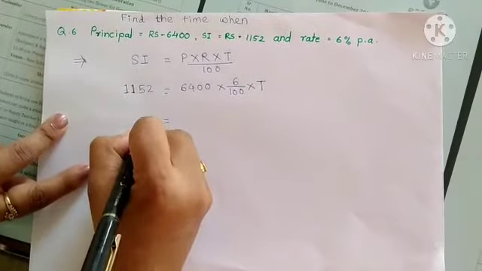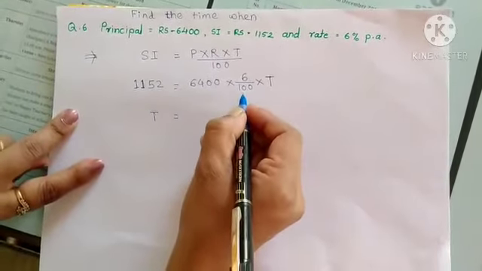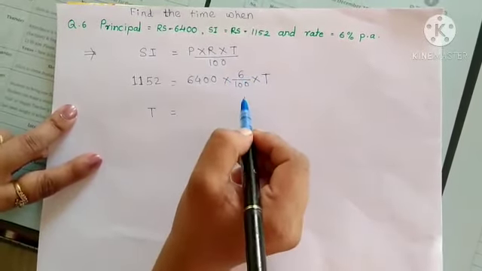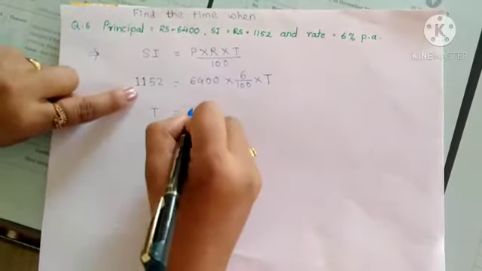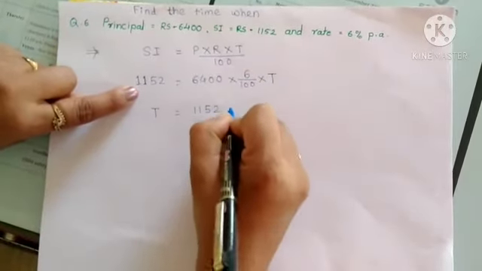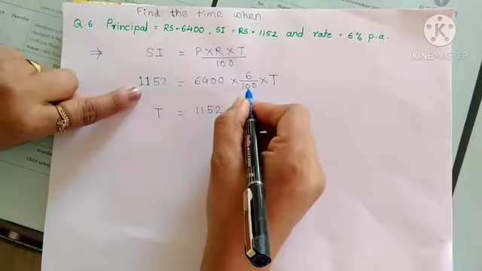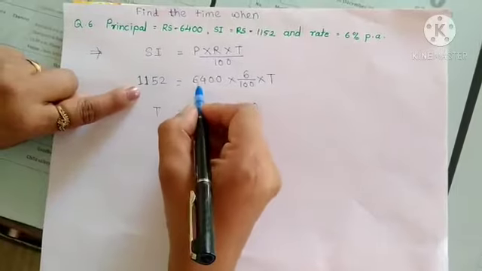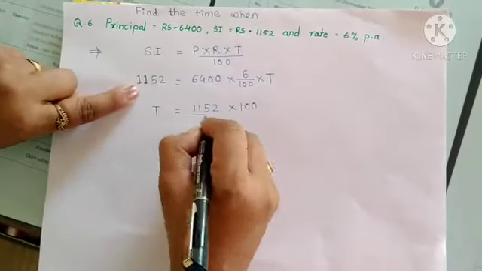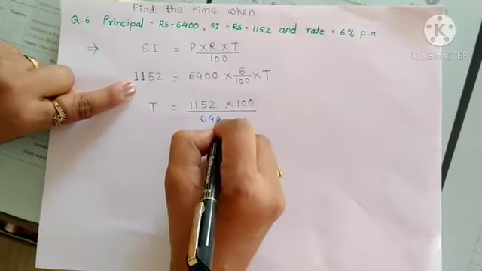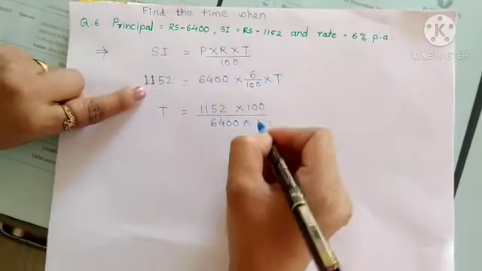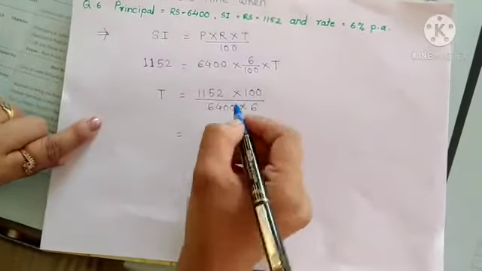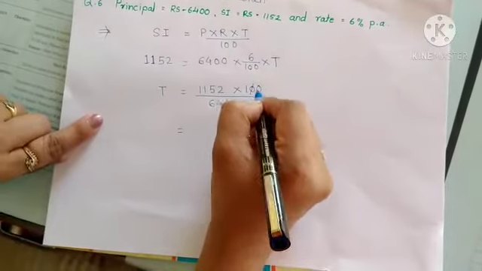So T is equal to, what is in the denominator will go to the numerator, and the numbers in the numerator will come to the denominator. So 1152 multiplied by this 100, which was on the denominator, write this 100 as a numerator, and 6400 as a denominator. 6400 multiplied by this 6 is also written on the denominator. Now I am going to reduce this number. These two zeros are cancelled with these two zeros.